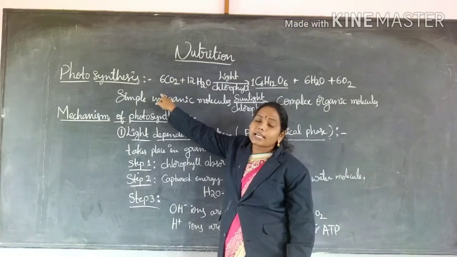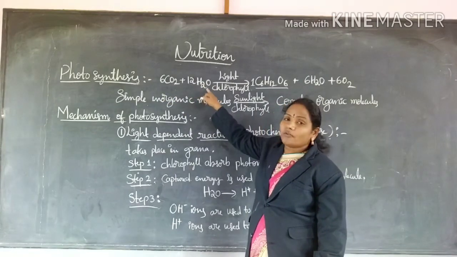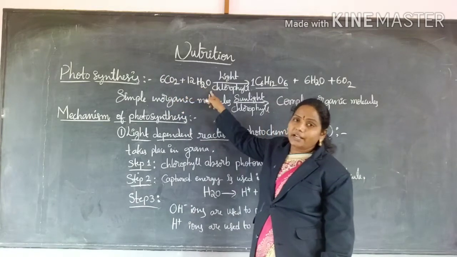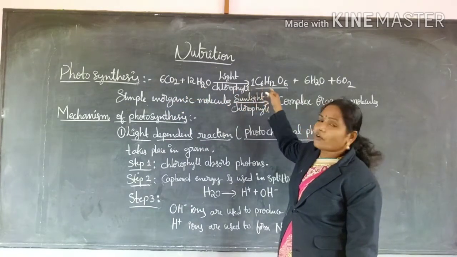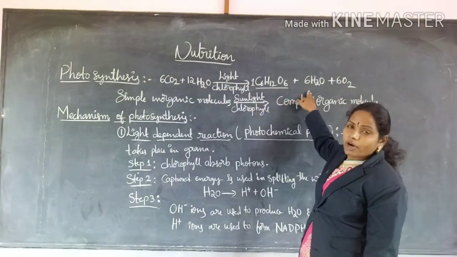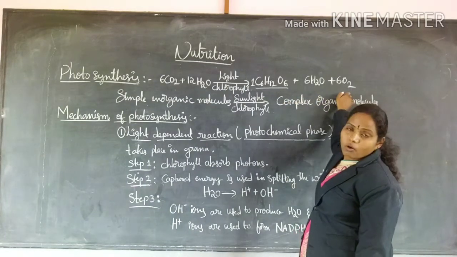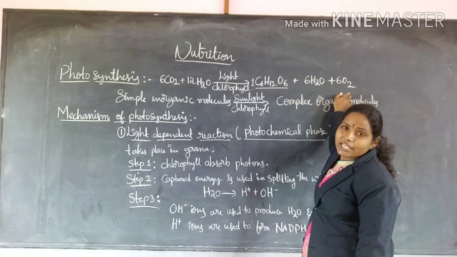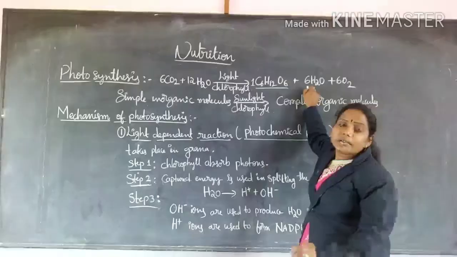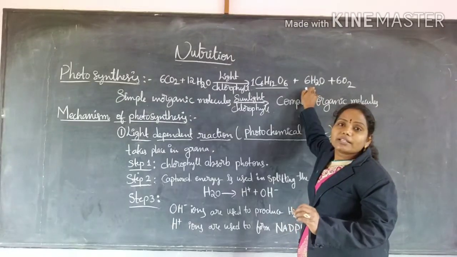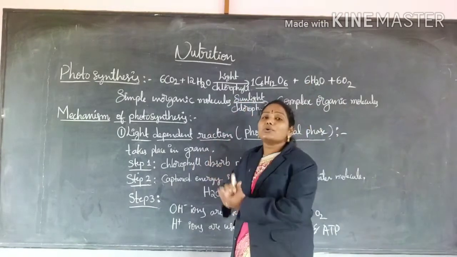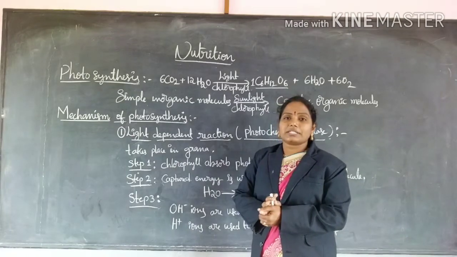Okay, so these are the reactants. The reactants are carbon dioxide and water, and they are forming glucose, water molecules and oxygen. Oxygen is released into the atmosphere, and the water molecules which are produced during photosynthesis are utilized by the plant. Okay, next, what is going on in this photosynthesis process?